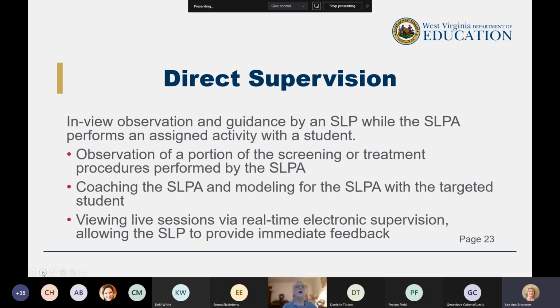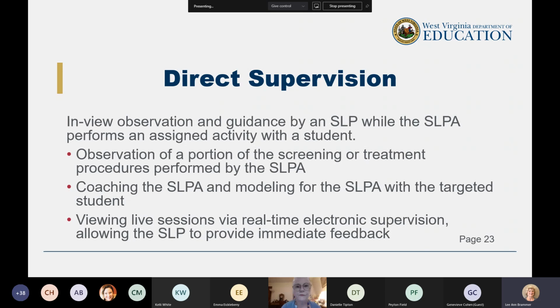So on the next one, what is direct supervision? That is in-view observation and guidance by the supervisor. So you can observe a portion of a screening, a portion of a treatment, coaching the SLPA as they're going through the process, working with a student, and viewing live, real-time electronic supervision so that you can provide immediate feedback or even suggestions during the session.